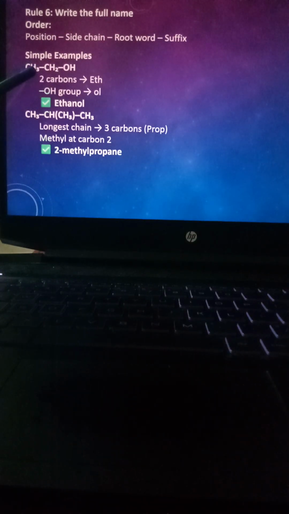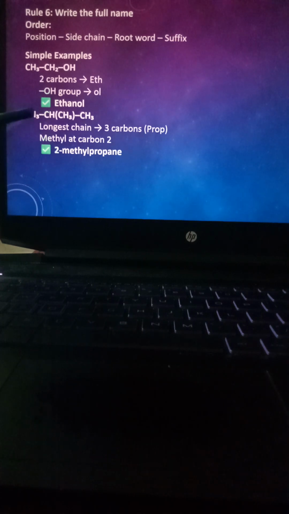Look at this example: CH3, CH2, OH. How many carbons are there? 2. So eth. What is the functional group? OH. So OL. So what is the name? Ethanol.